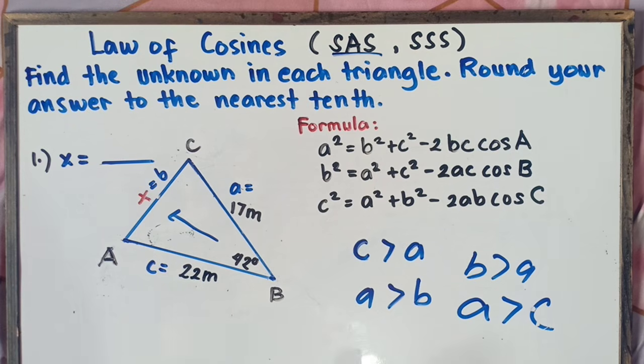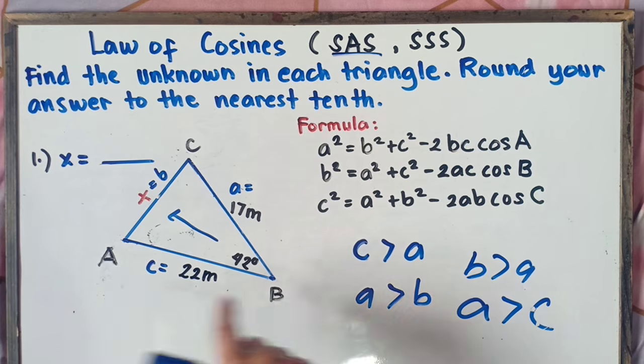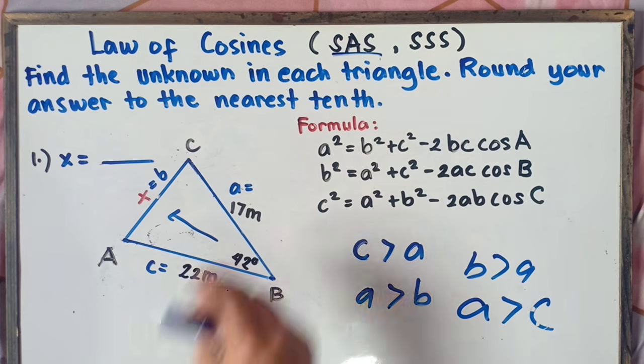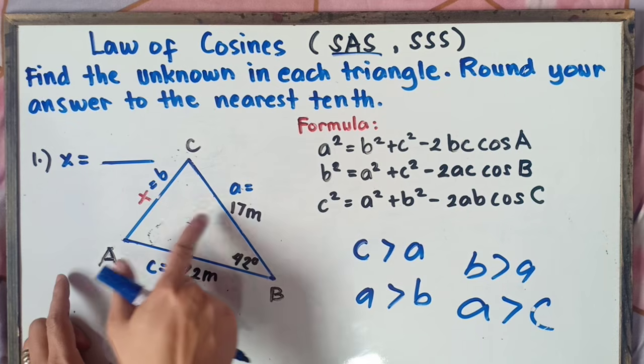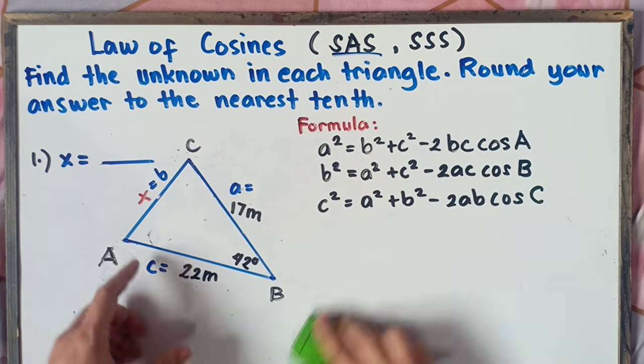Once again class, it doesn't matter. You can have A right here, B, and then C. That's okay, as long as opposite of angle C there would be side C, opposite of angle B there would be side B, and opposite of angle A it should be small a. So therefore, we're looking for side B.